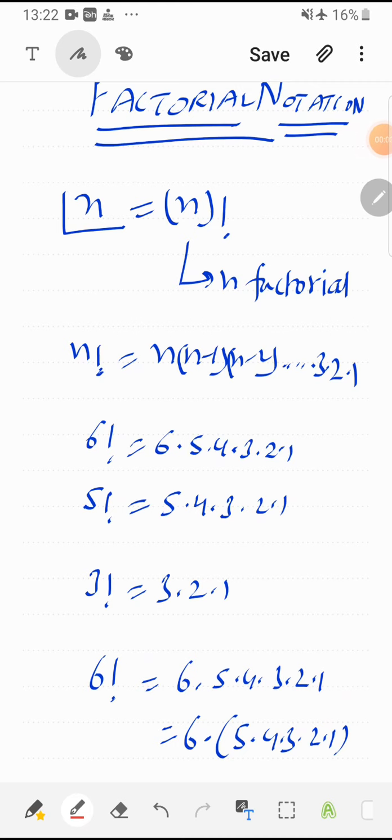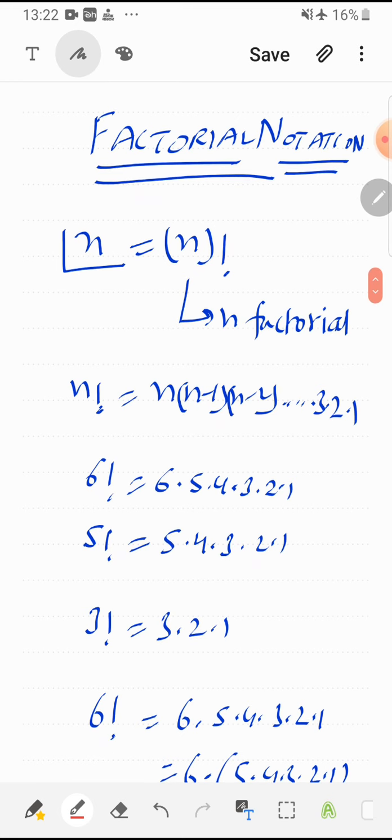Hello students, today we are going to discuss factorial notation. So factorial notation can be represented in two ways. It is read as n factorial and its formula is n factorial is equal to n into n minus 1 into n minus 2 and so on up to 3 into 2 into 1. Like 6 factorial can be written as 6 into 5 into 4 into 3 into 2 into 1. Same with 5 factorial, same with 3 factorial and so on.